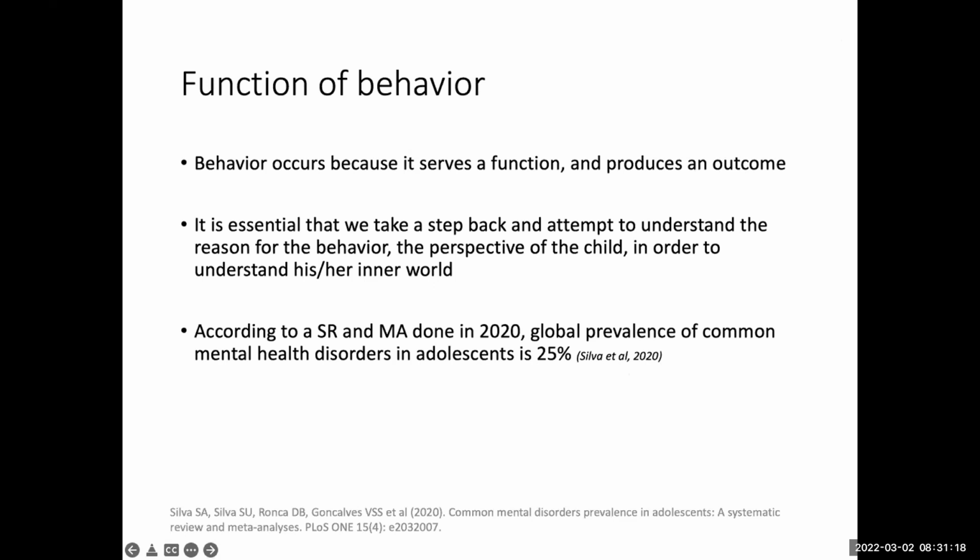So in children, behavior is a form of communication. It's the only effective way that they can communicate with their peers and with the adults. So it's essential that we take a step back and attempt to understand the reason for this behavior, the perspective of the child, in order to understand their inner world. And according to a systematic review and meta-analysis done in 2020, the global prevalence of common mental health disorders in adolescents is 25%, so it's actually quite high.